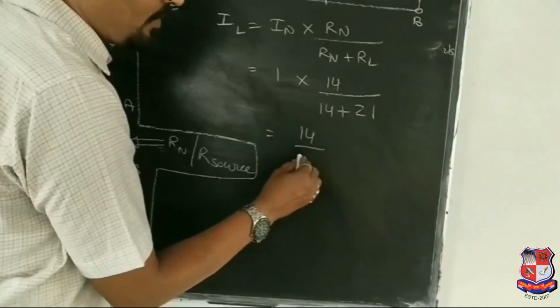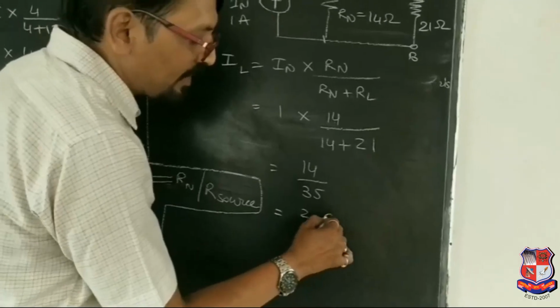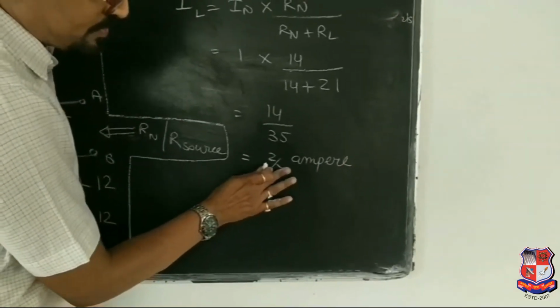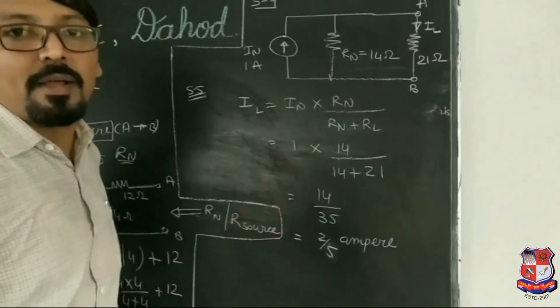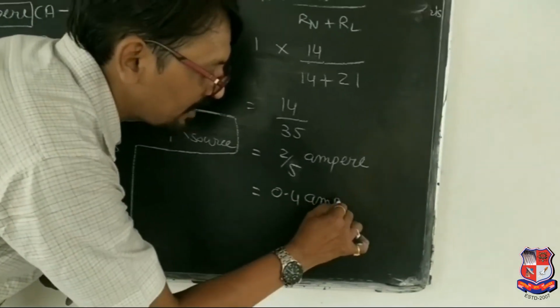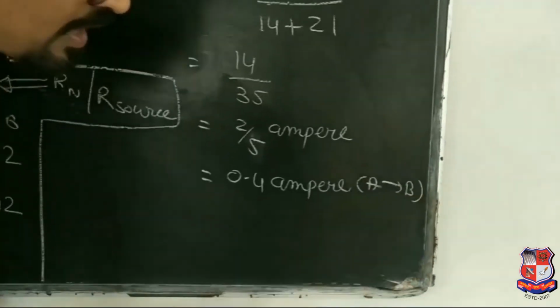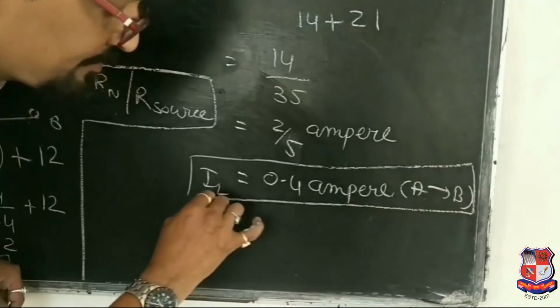14 ones are 14, and 14 plus 21 will be 35. So I can say this is 2 by 7 ampere, sorry, 2 by 5 ampere. 7 2s are 14, 7 5s are 35. So we can say it is 0.4 ampere load current that will flow from terminal A to B. That is our load current.